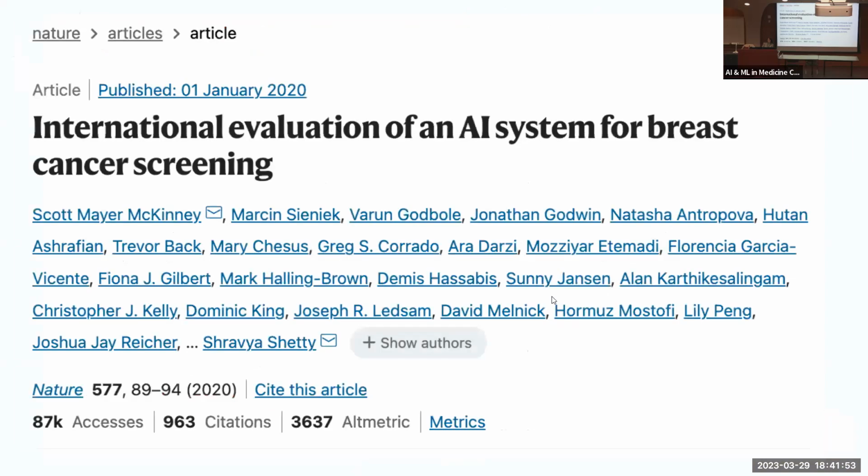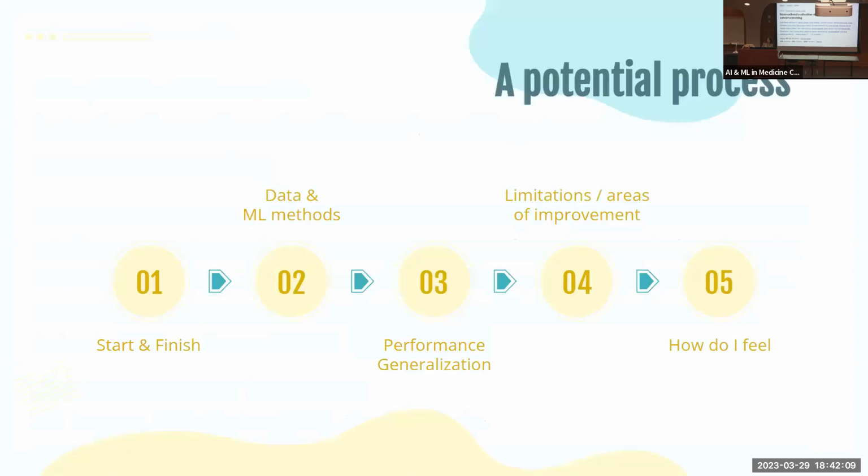I think we're getting close to the end. Otherwise, I would have made you go into this paper and look at things. But this cancer screening also uses deep learning, and it's another example of supervised deep learning. They labeled the data and then put it through this deep learning model. Okay, so now we're at this performance and generalization step.